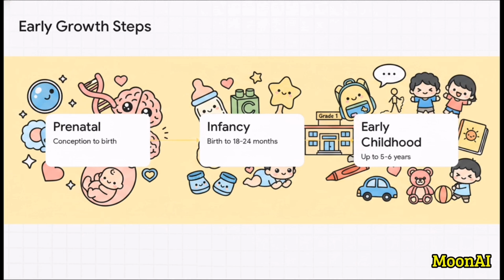Step 2 is infancy, which is birth up to 18 to 24 months. This is a time of extreme dependence on adults. Your language and sensorimotor coordination are just barely beginning. And then Step 3 is early childhood, stretching up to about 5 or 6 years old, right around grade 1. These are your preschool years where you learn to be a bit more self-sufficient, develop school readiness, and frankly spend hours just playing with your peers.